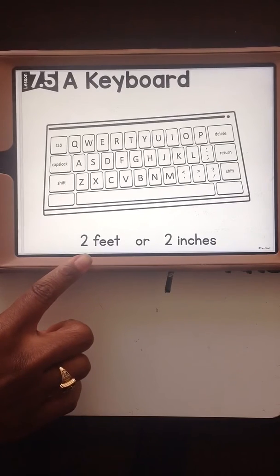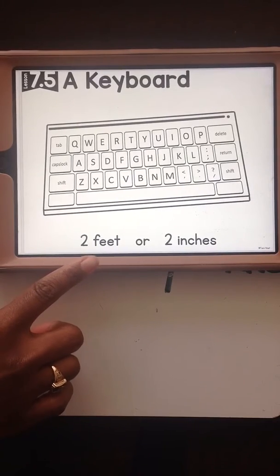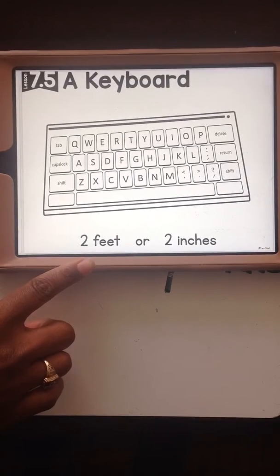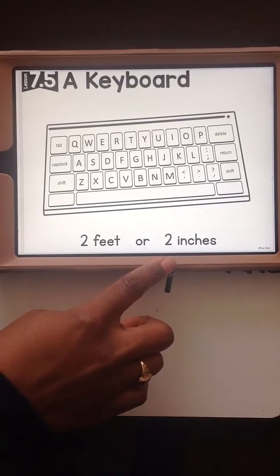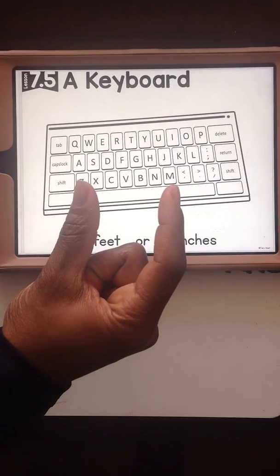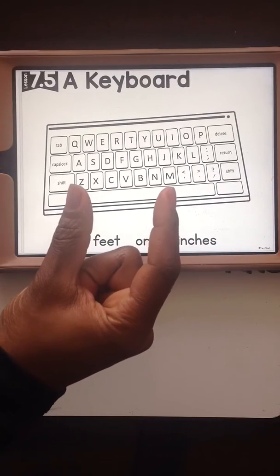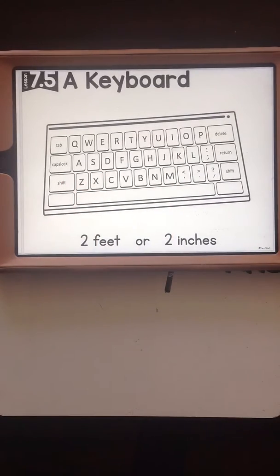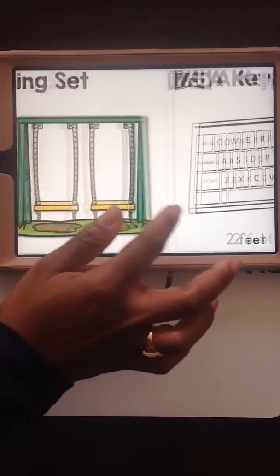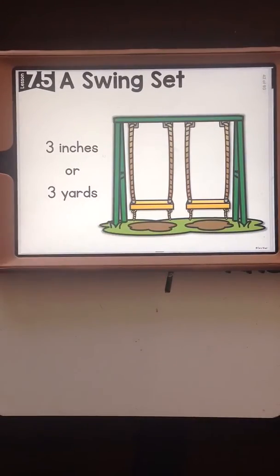If you guessed 2 feet, you are correct. It might not be quite 2 feet, but this is an estimate, so we're getting as close as we can. We know it can't be 2 inches because 2 inches is only about that wide, and that is definitely smaller than a keyboard.